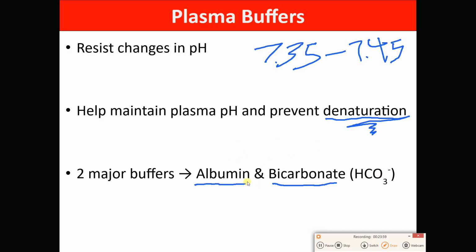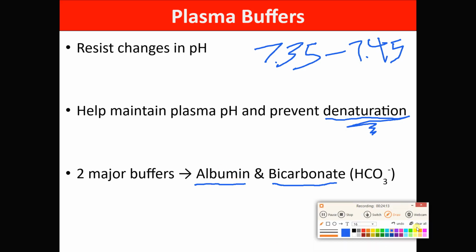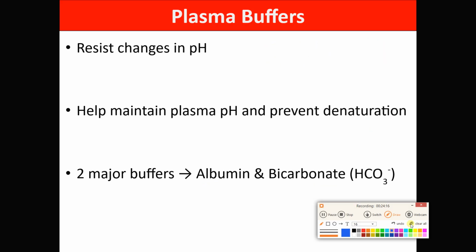So albumin is doing a lot of jobs, right? It was maintaining plasma osmotic pressure to hold on to water. It was carrying steroids, carrying thyroid hormones, carrying bilirubin. All sorts of important jobs for albumin. It's also acting as a buffer here.